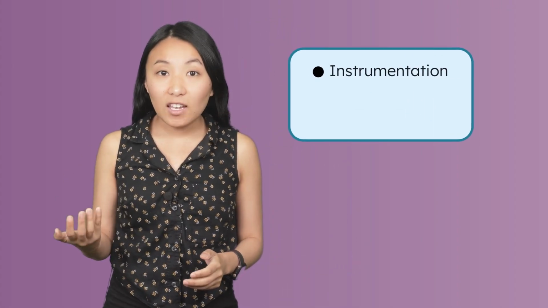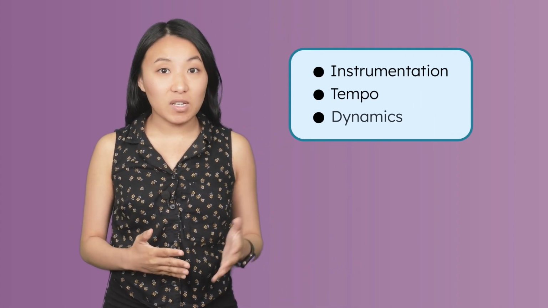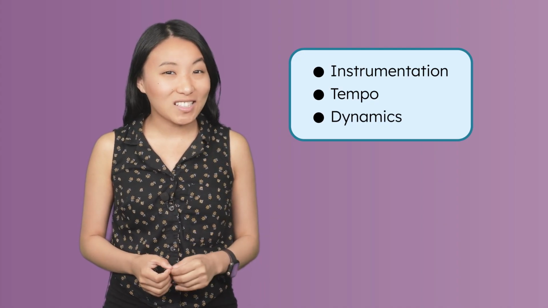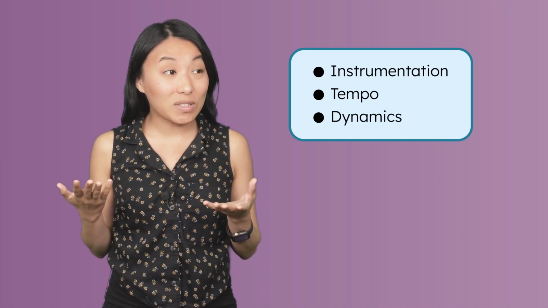You've learned a lot about the characteristics of classical music, like the instrumentation, tempo, and dynamics. But we haven't mentioned one important characteristic yet. Any ideas what that might be?